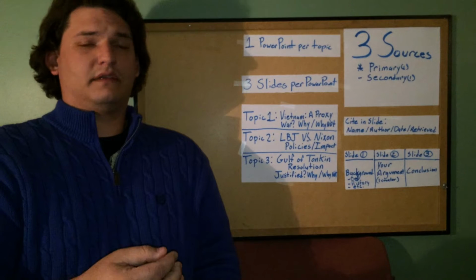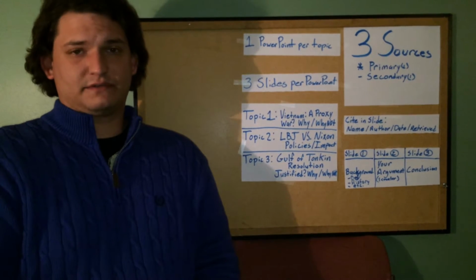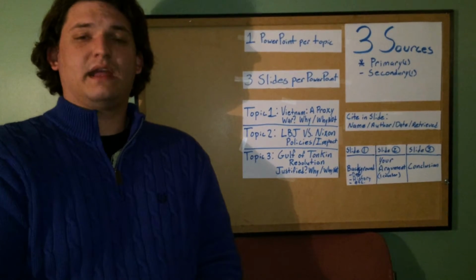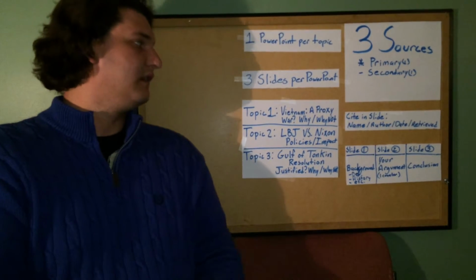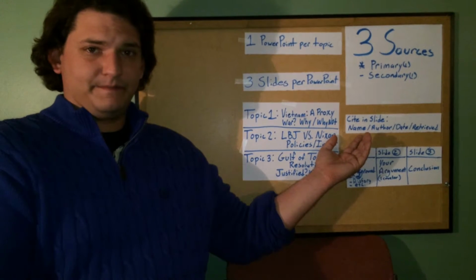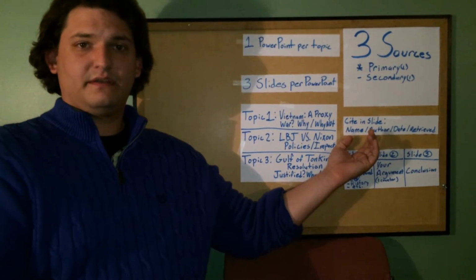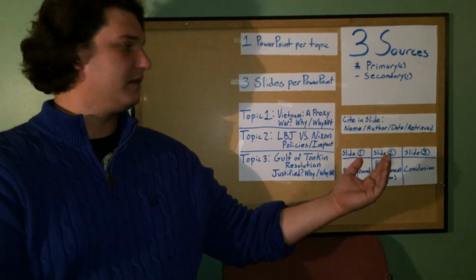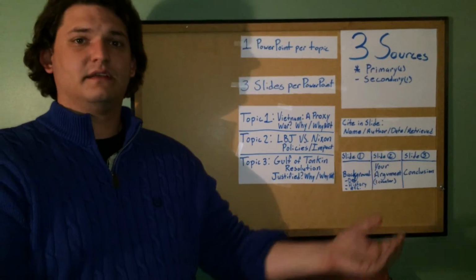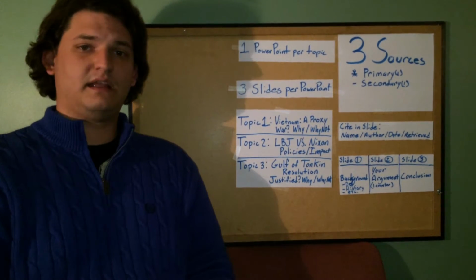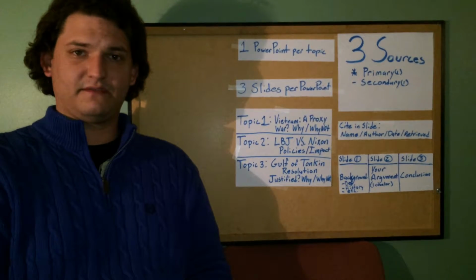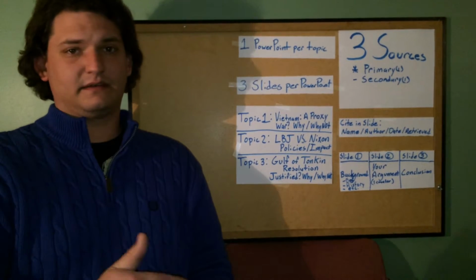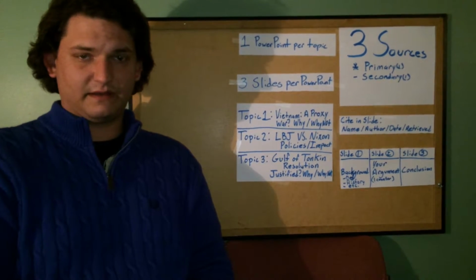Now, you will be required to cite your sources in the slide in which the information is used. Now, the way I would like you to cite your sources is the name of the material, the author of the material, if there is one, the date it was published or found, and where you retrieved it. So if it's a source from the internet, I'd like to know what website you found it on. If there's an electronic database you found it from, I'd like to know which electronic database you found it in.